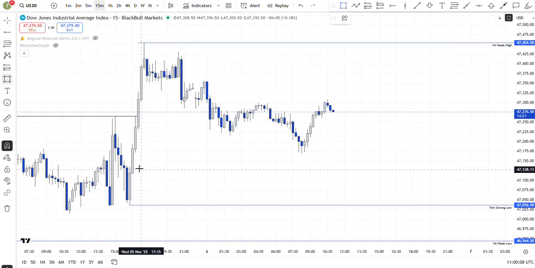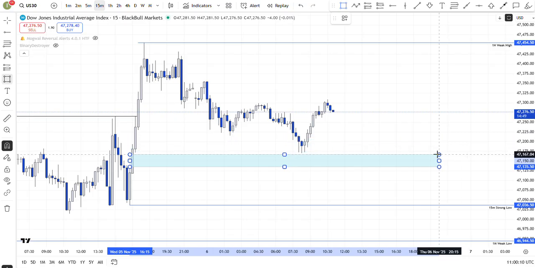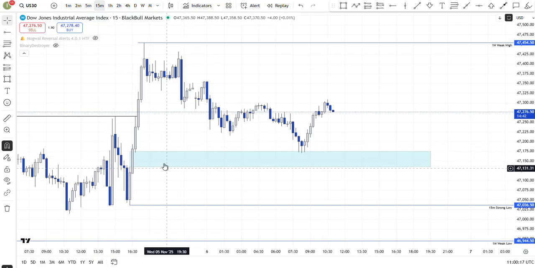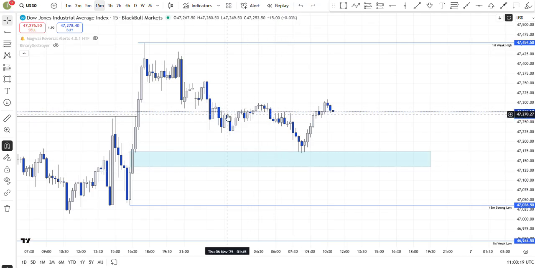Where could it pull back down to? There's space in price here, and there's also the order block. So we're within the order block and we're within a fair value gap. Price has just bounced off the fair value gap.